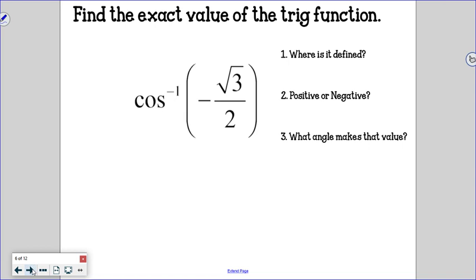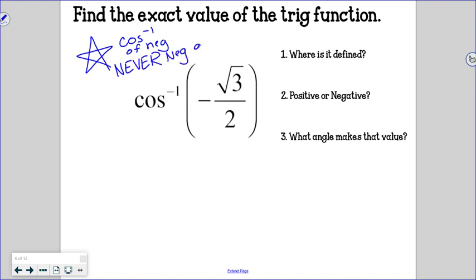Okay. I will highlight the ones that always catch people. This is one of them. Inverse cosine of a negative. Again, remember, inverse cosine is never a negative answer. So even though the problem starts out negative, we will never have a negative answer for an inverse cosine. So, where is it defined? Remember, cosine is the unique one, defined in 1 and 2. Because this is a negative, I know that my answer is going to fall into quadrant 2, because that is where cosine is negative.